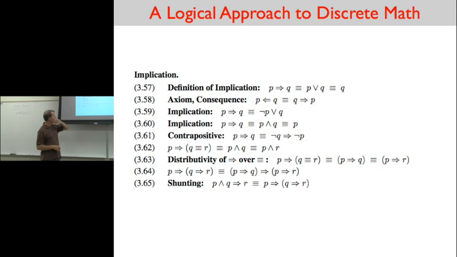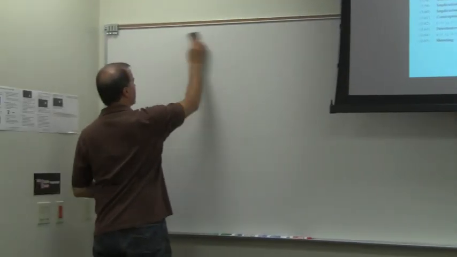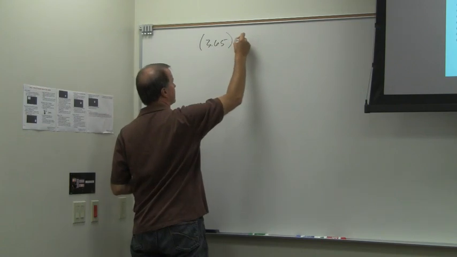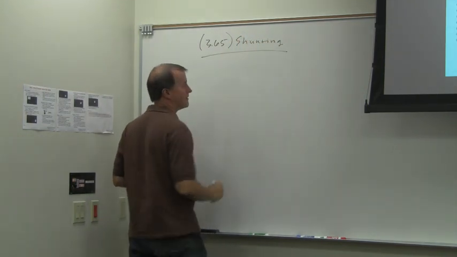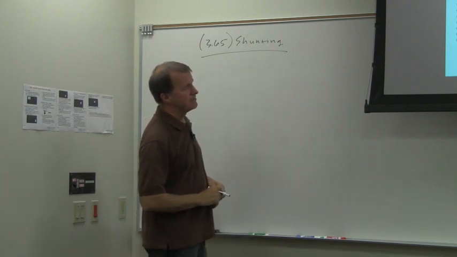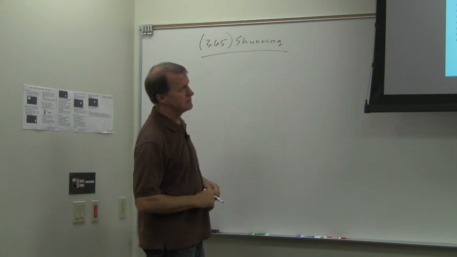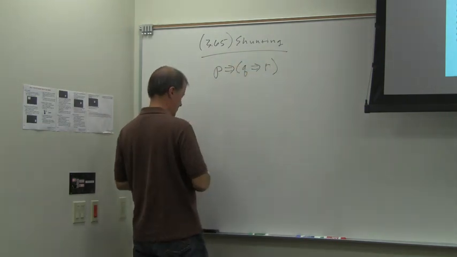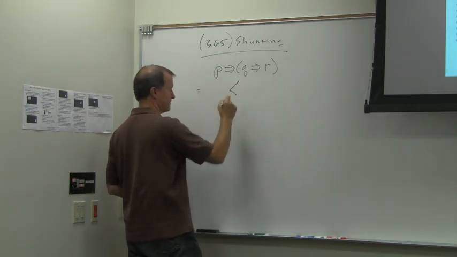Okay, so what do you think about shunting now? P and Q implies R equals P implies Q implies R. It looks like we have two implies on the right side of the equals, which would probably make it more complicated. Maybe start with the right-hand side. So P implies Q implies R.